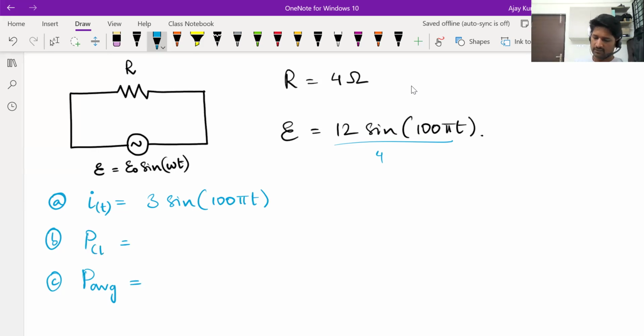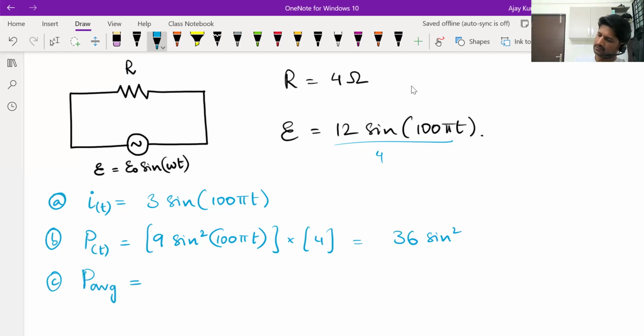Next, power as a function of time. You can use E square by R, you can use I square into R, it's your choice. I'll use I square into R. Square the current function, it becomes 9 sine square 100 pi t. That is I square. Multiply with resistance 4 ohms. So it becomes 36 sine square 100 pi t. That is power dissipated by the resistor as a function of time. Simple. Even if you do E square by R, you will get the same thing. 12 square is 144. 144 by 4 becomes 36 only.